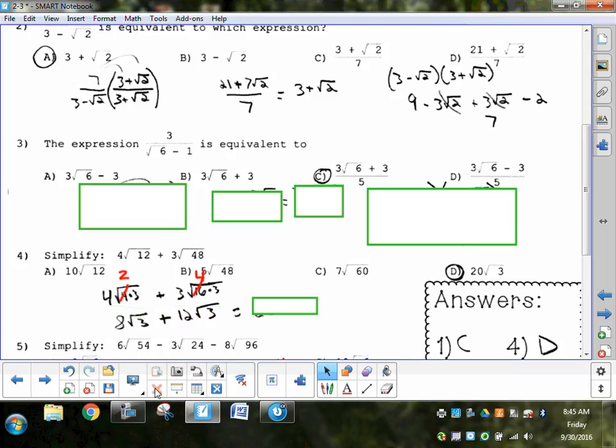Multiply them together. So we get to that step. Do we have like radicals? There you go. So let's put them together. And we would have 20 root 3.